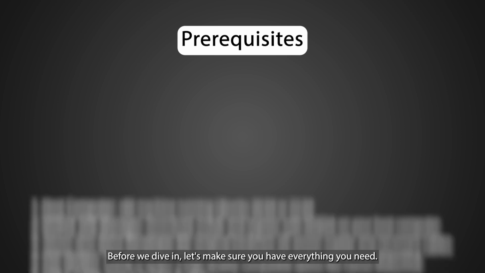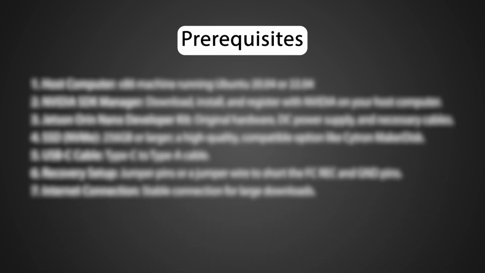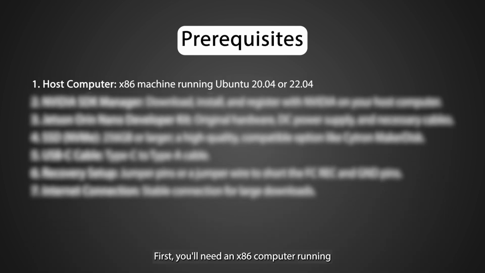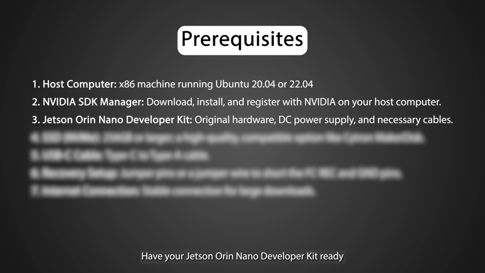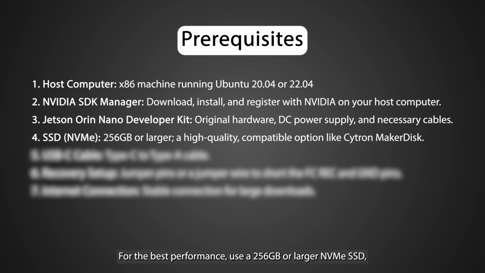Before we dive in, let's make sure you have everything you need. First, you'll need an x86 computer running Ubuntu 20.04 or 22.04 with NVIDIA SDK Manager installed. Remember to register your NVIDIA account. Have your Jetson Orin Nano Developer Kit ready along with its power supply and the necessary cables. For the best performance, use a 256GB or larger NVMe SSD. Options like Citron MakerDisk are ideal.